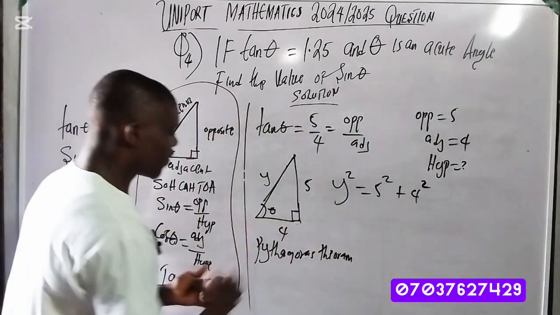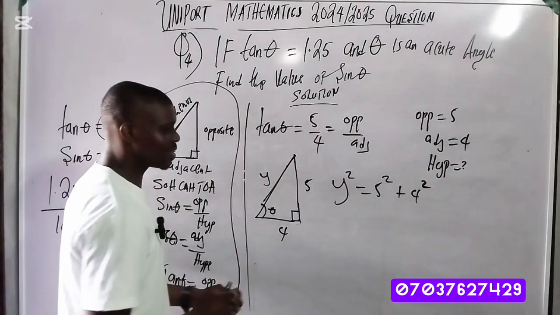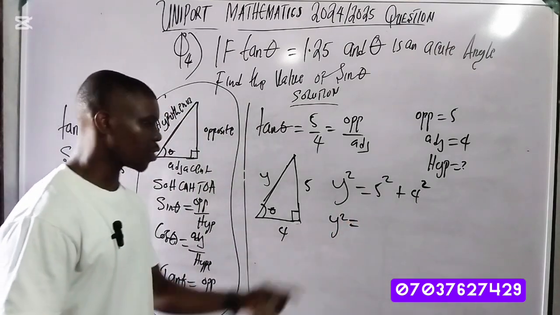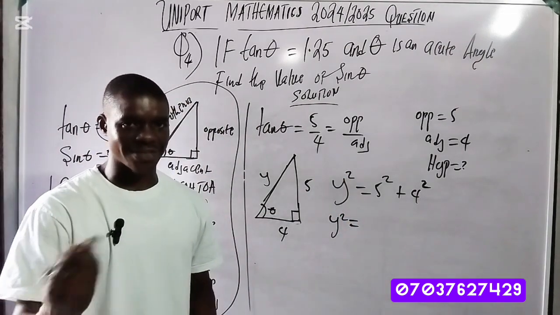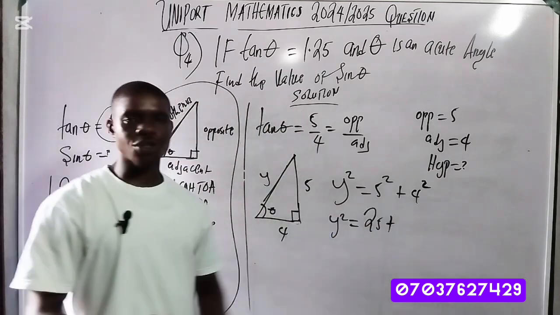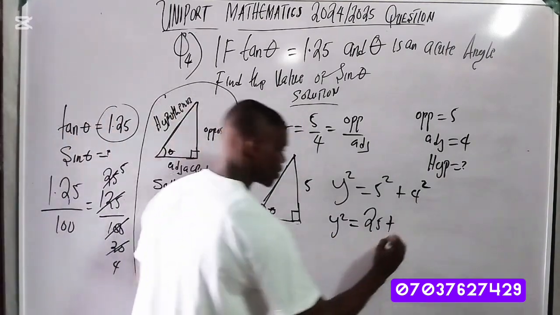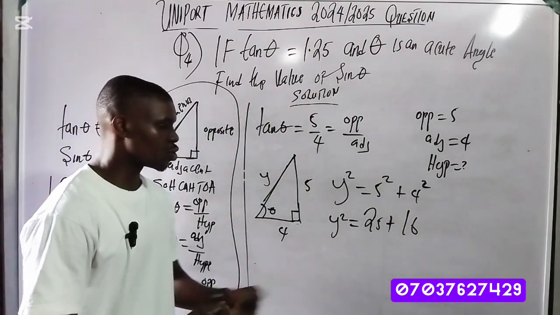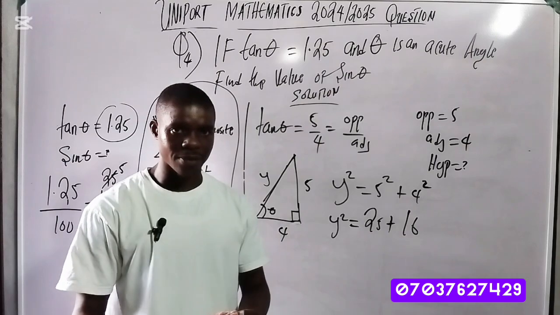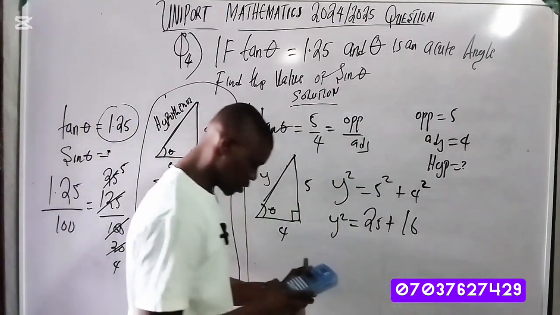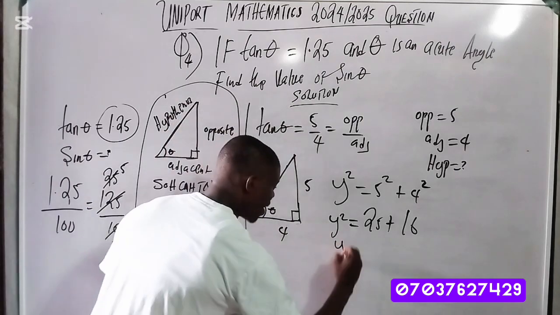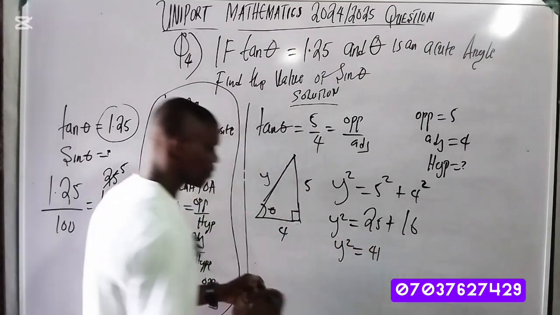Now, let's evaluate this guy here. If you evaluate this, y square equals what? 5 square means 5 times 5, which is 25. Then plus 4 square, which means 4 times 4, which is 16, right? So 25 plus 16 is what? 41. Let's confirm it here: 25 plus 16 is 41. So here we have y square equals 41, right?